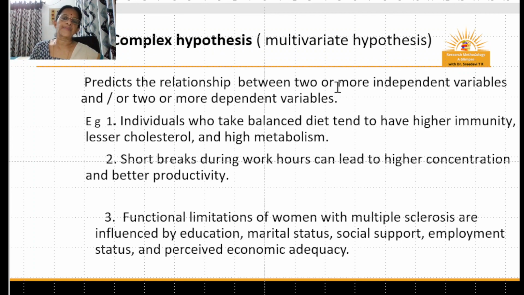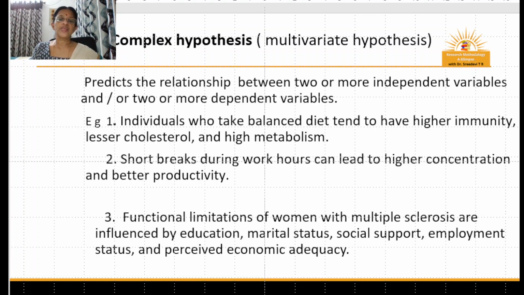Then comes complex hypothesis or multivariate hypothesis. So, this predicts the relationship between two or more independent variables and/or two or more dependent variables. We will see with examples. Either it can be two or more dependent variables or two or more independent variables. Individuals who take a balanced diet tend to have higher immunity, lesser cholesterol, and high metabolism. Here, the independent variable is balanced diet, and that may affect many dependent variables: immunity, cholesterol level, and metabolism.